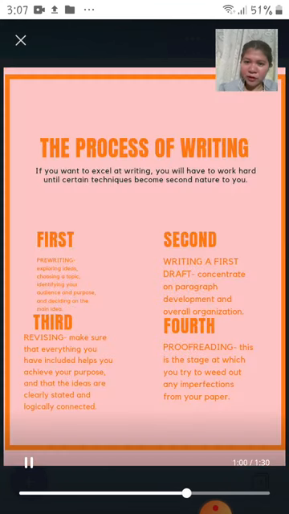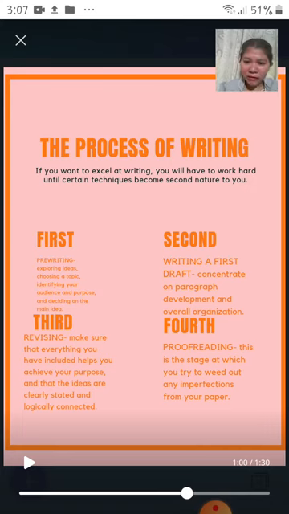So before you start writing your autobiography, let us first discuss that writing is a process. So if you want to excel at writing, you will have to work hard until certain techniques become second nature to you. First, pre-writing. Exploring ideas, choosing a topic, identifying your audience and purpose, and deciding on the main idea you want to develop.